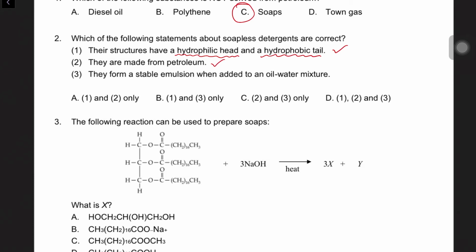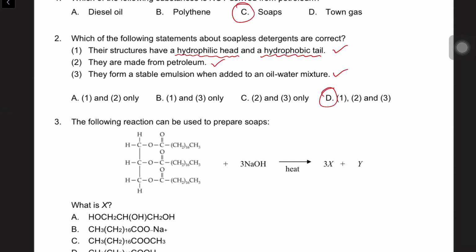And the third one is: is it possible to form a stable emulsion when added to the oil-water mixture? Well, the answer is yes, because they can form stable oil droplets that exist in the water layer. Okay, so this is a stable emulsion. So our answer will be D.